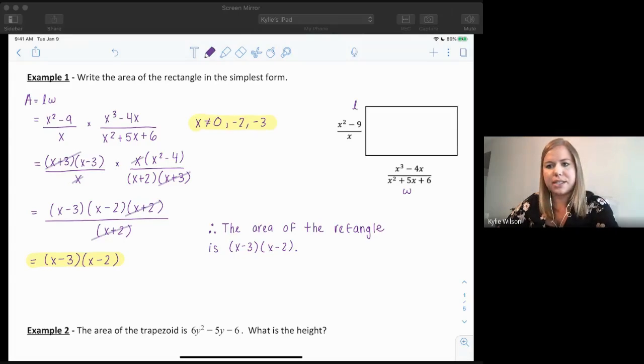Are there any questions before we move on to the next example? No, we're good? Okay, awesome. Let's do another one then.